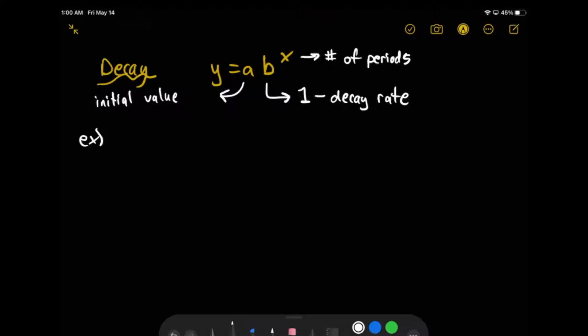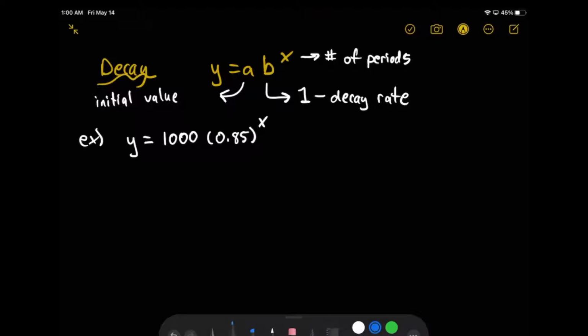Let's say I have my equation of y equals, and let's do a basic car example. Let's say my car is worth $1,000. Most cars are probably worth a little more than that, but I want to keep our numbers pretty basic. I don't want to work with a number like 40,000. And let's say our B value is 0.85 to the power of x.